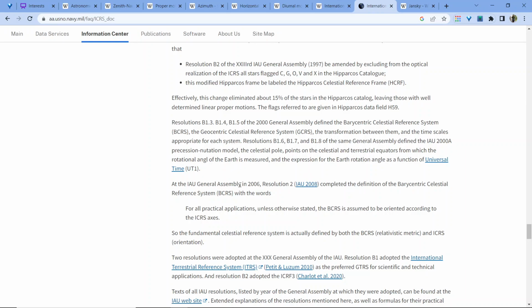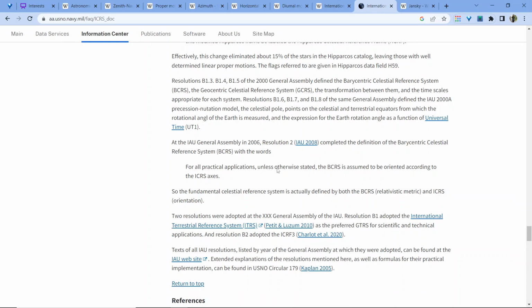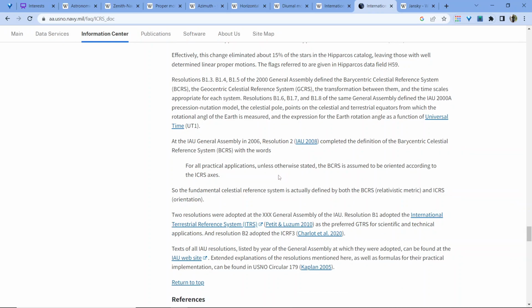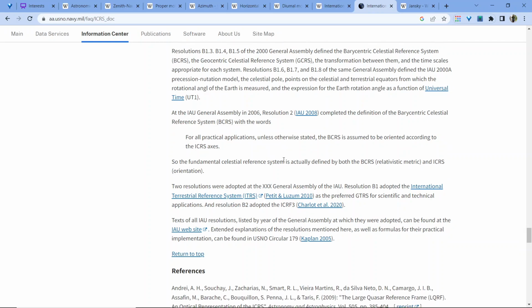At the IAU General Assembly in 2006, Resolution 2 completed the definition of the barycentric celestial reference system, BCRS, with the words, "For all practical applications, unless otherwise stated, the BCRS is assumed to be oriented according to the ICRS axes." So the fundamental celestial reference system is actually defined by both the BCRS relativistic metric and the ICRS orientation.